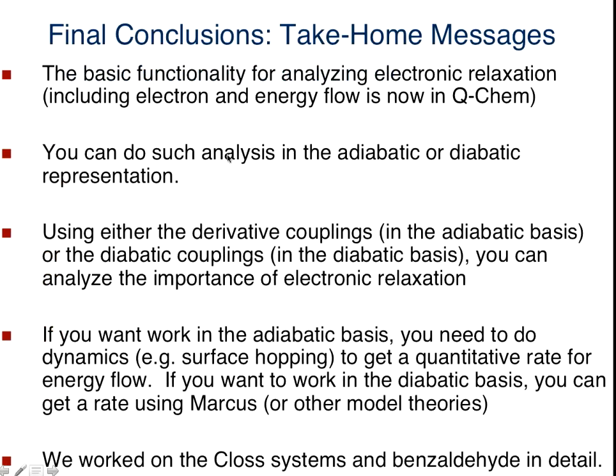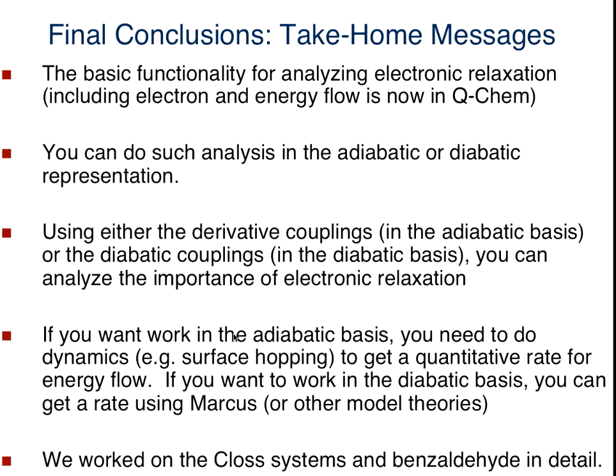So what are my final conclusions here from this talk? The basic functionality for analyzing electronic relaxation is now in Q-Chem as far as I'm concerned. You can do this analysis either in the adiabatic or the diabatic representation. If you're going to use the adiabatic representation, we now know how to make derivative couplings between excited states. If we want to use a diabatic representation, then we want to talk about diabatic couplings. And with all of these situations, you can talk not just about electron energy transfer, but you can say, my system had an electron which was in a Rydberg state, but then eventually the electron became localized in a valence state. How did that happen?